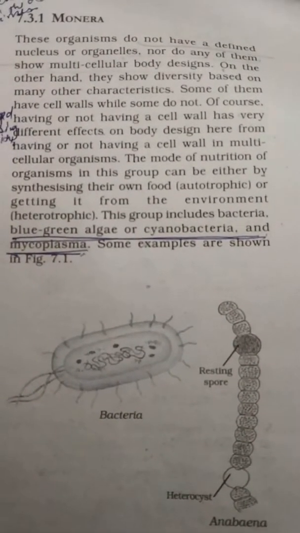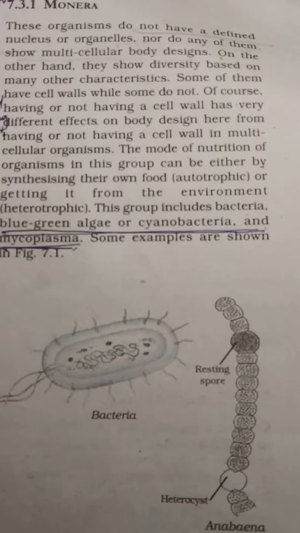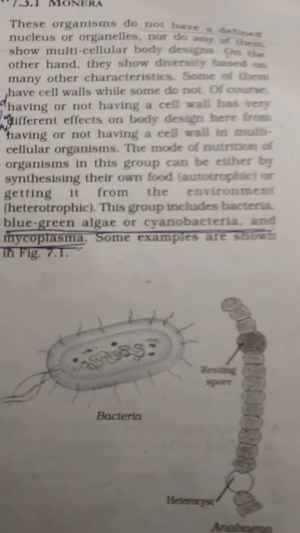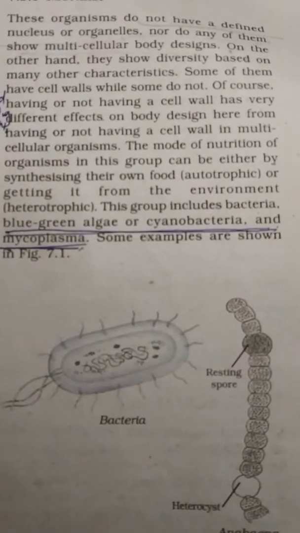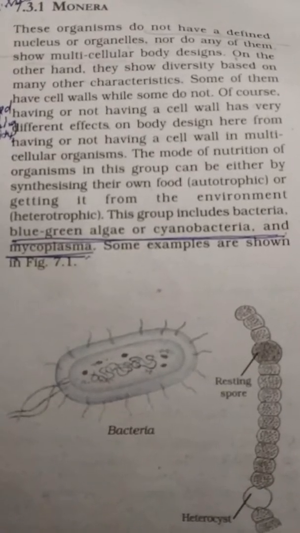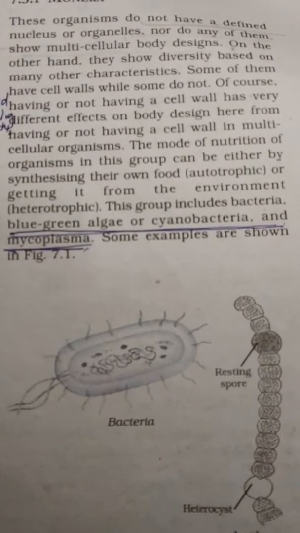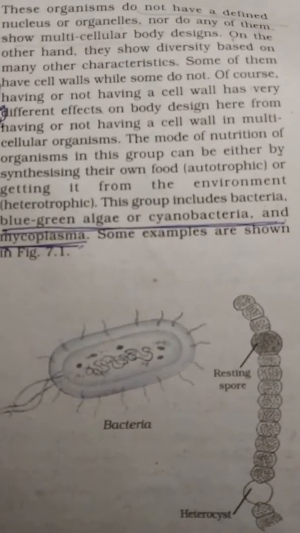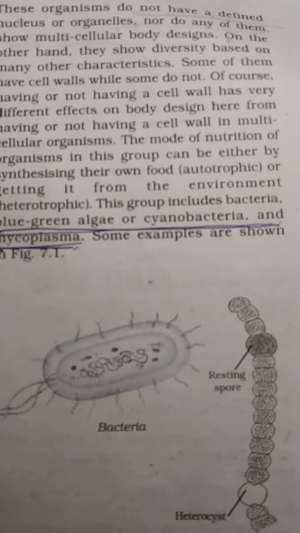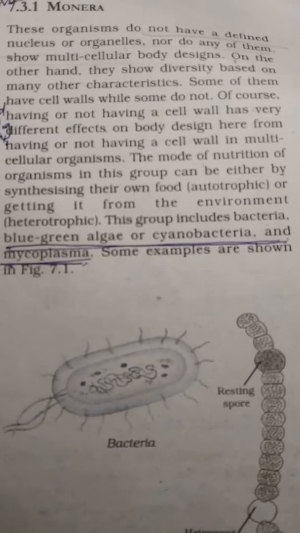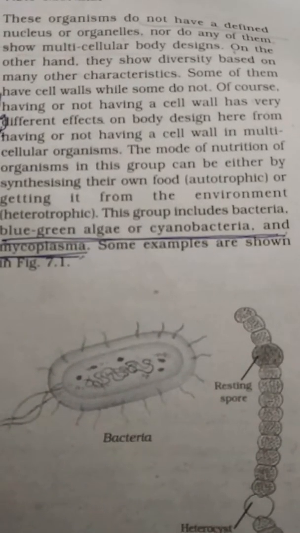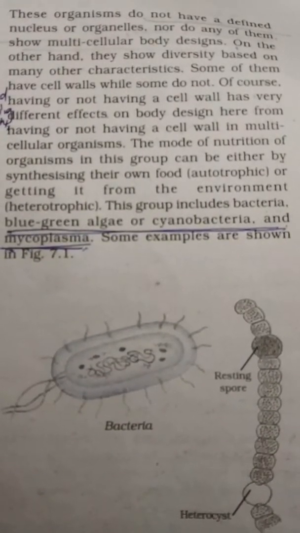So, Monera. These organisms do not have a well-defined nucleus or organelles. So, basically, they are prokaryotic. Just make a point to note down that Monera are prokaryotic organisms. On the other hand, they show diversity in some of the other characteristics. It's not necessary that if this organism is Monera, the other is also Monera, so they would have the same characteristics. This is not necessary.